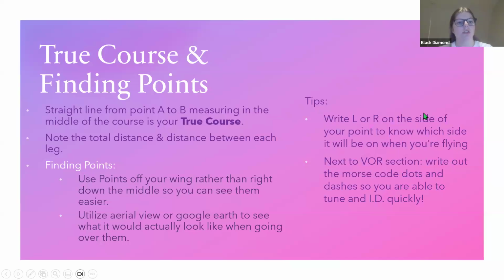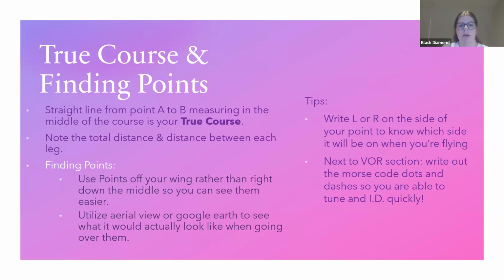All right, so just true course and finding points. When you draw that line from point A to point B, you're measuring your true course. On your sectional chart with your plotter, you're measuring that line. That's your true course, just from point A to point B. Once you do that line, you're going to note your total distance using your plotter, because it has the nautical miles on it. And then you're going to note each distance between each leg.